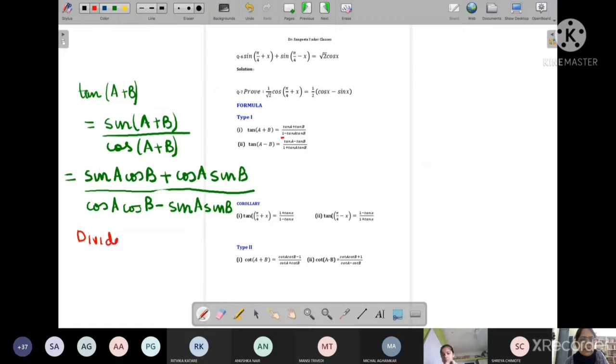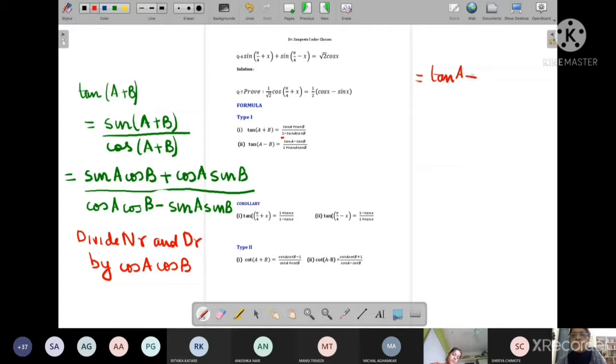Next step is divide numerator and denominator by cos A, cos B. So when you divide this term, sin A cos B divided by cos A cos B, cos B will get cancelled, so we'll be left with tan A. Yes or no? Plus the next term divided by cos A cos B, what will remain? Tan B. And here it is 1 minus what remains over here? Tan A, tan B. So this is your first result.